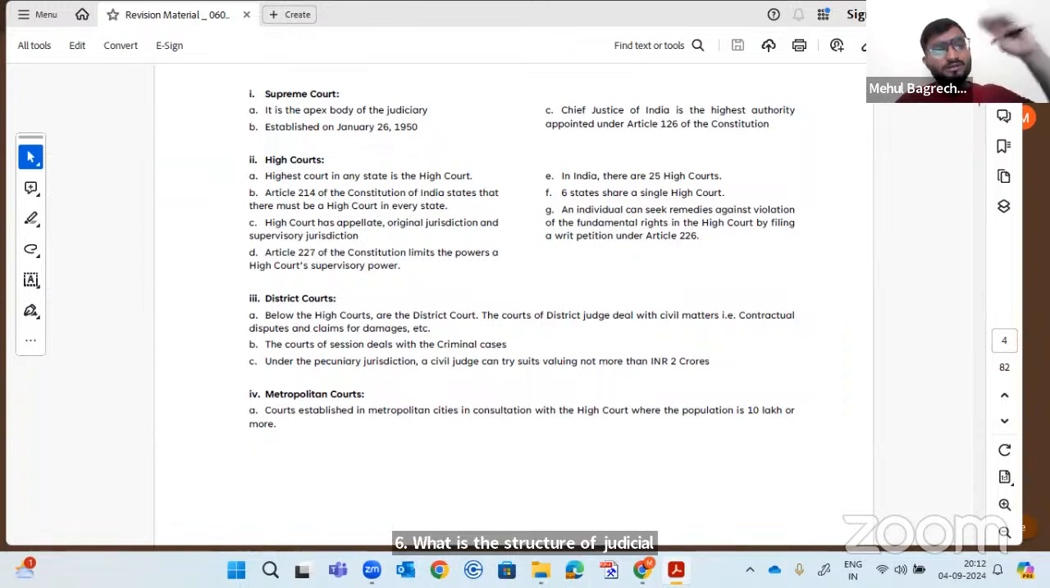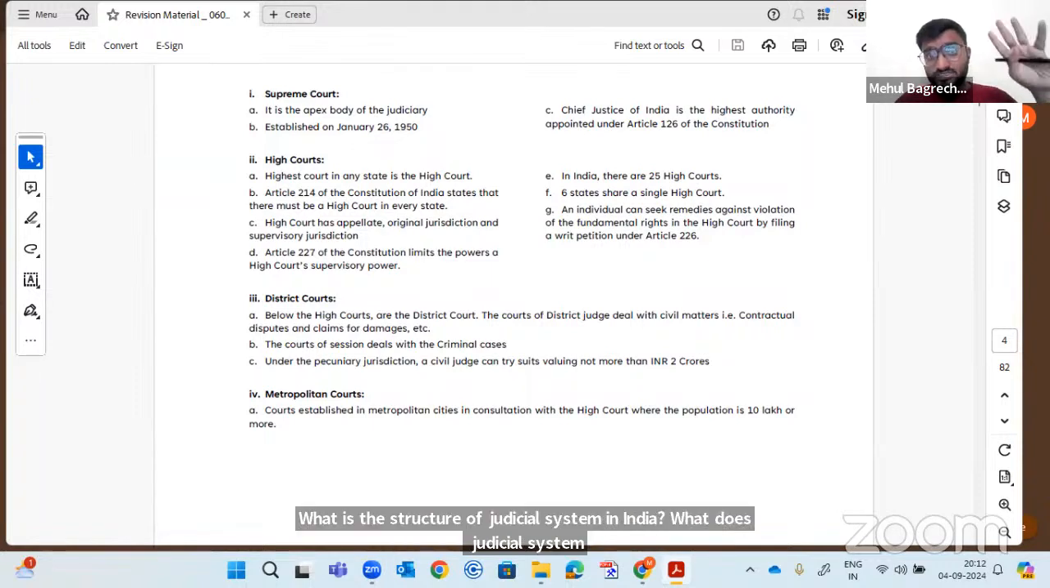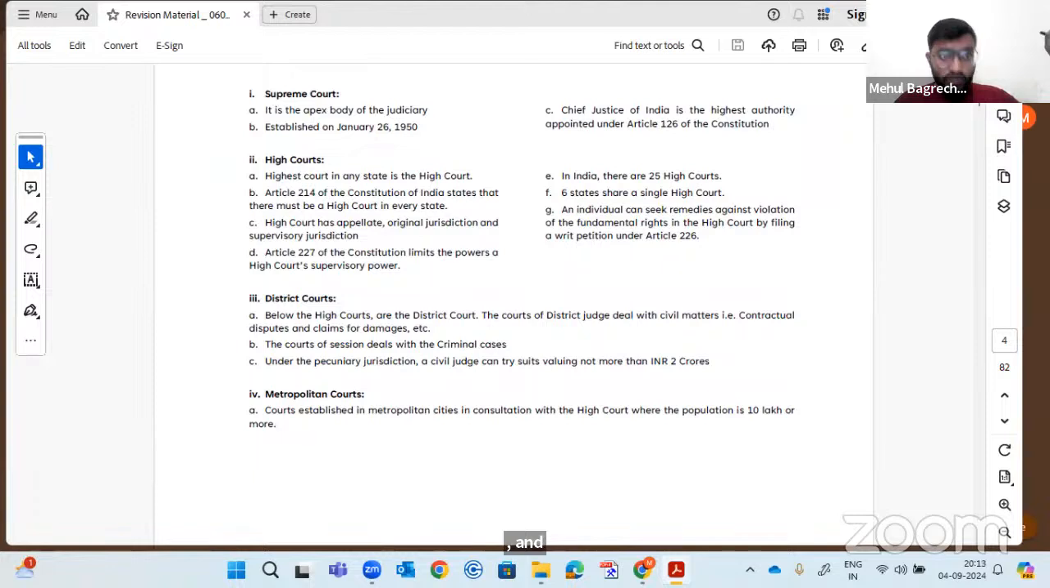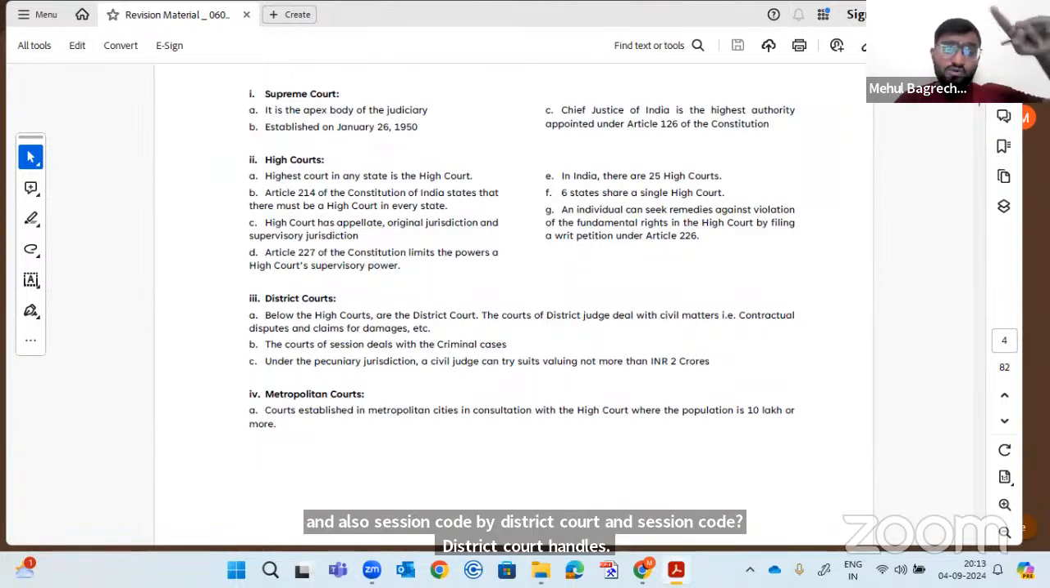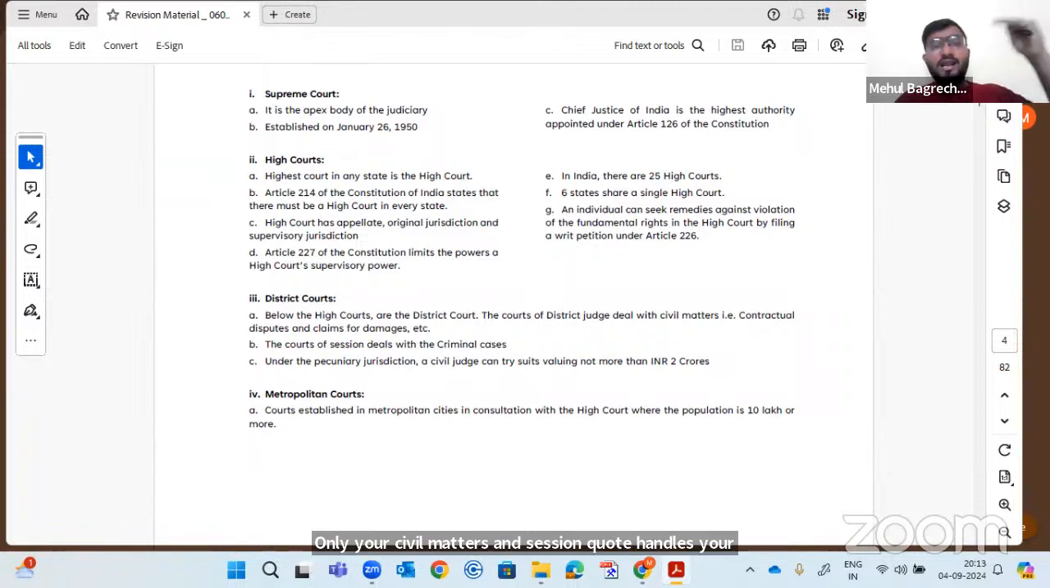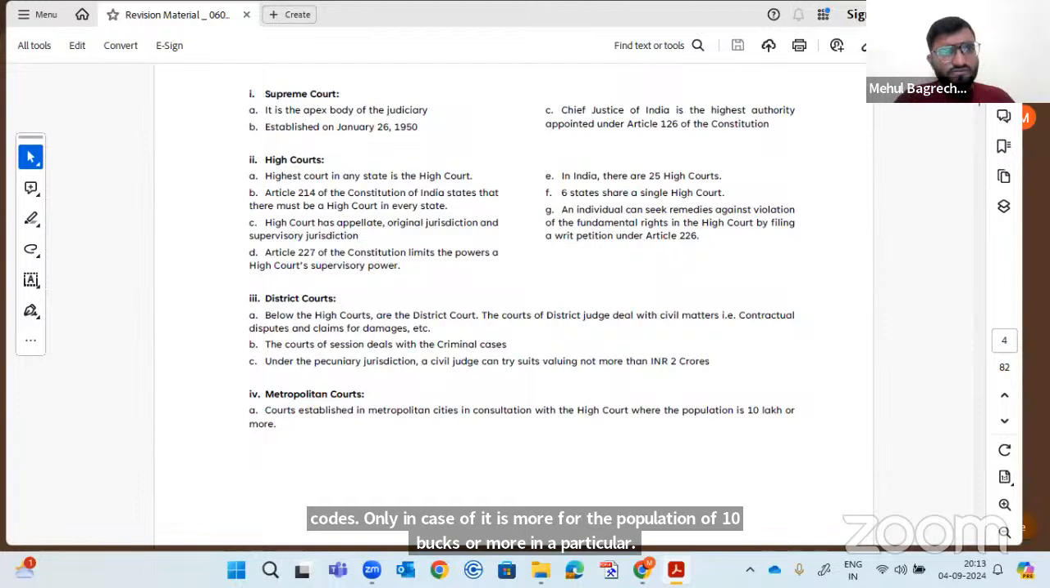What is the judicial system? Supreme Court, High Court, District Court, and also Session Court. Why District Court and Session Court? District Court handles only your civil matters, and Session Court handles your criminal matters. And the last one is called metropolitan courts. Metropolitan courts exist only if a particular state has a population of 10 lakhs or more. That's it. This is your first chapter.